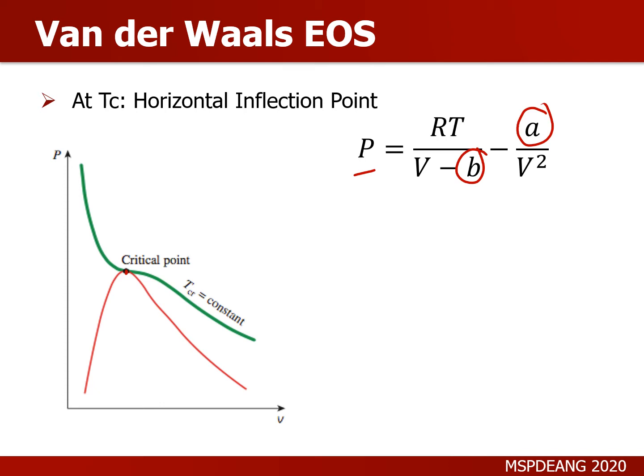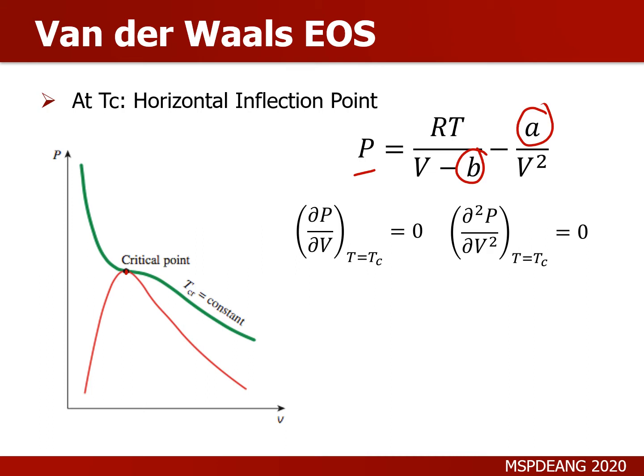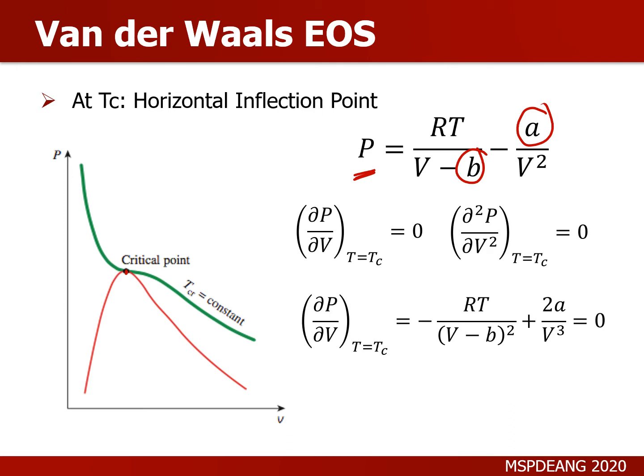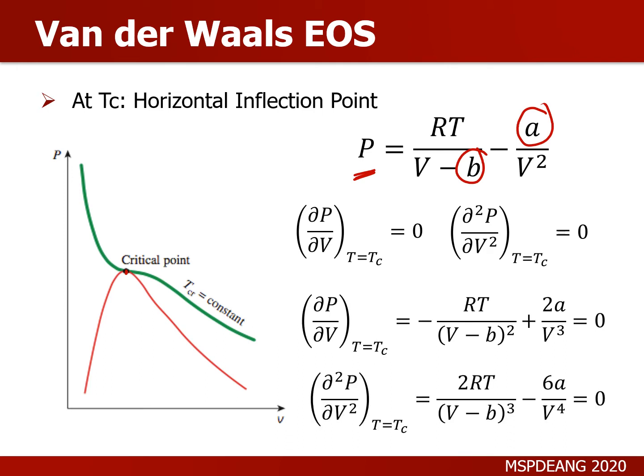And how do we make use of this? At the critical point, we have a horizontal inflection point. And recall from your math that a horizontal inflection point means that you have the first derivative, the partial of P with respect to V at constant T, which is Tc, equal to 0. And the second derivative at this point should also be equal to 0. So from here, we can take the first and second derivative of your van der Waals EOS. Take the derivative of pressure with respect to volume. So we have the first derivative, which is equal to 0, and the second derivative, which is now equal to 0.